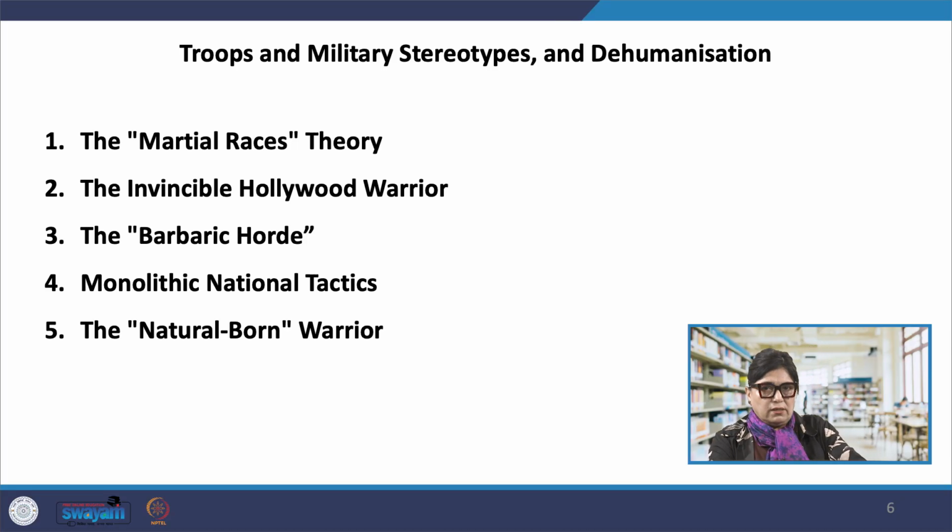Monolithic national tactics: history books and pop culture frequently oversimplify how nations fight, such as stereotyping French troops as historically prone to retreat, or the Japanese military as exclusively utilizing suicidal banzai charges. These overlook the nuanced geopolitical strategies and diverse doctrines used across different centuries. Entire armies are often painted with a single tactical brush.